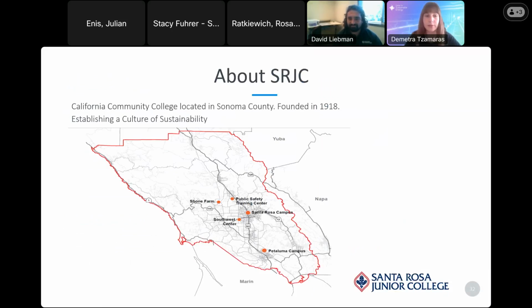And also want to briefly introduce the Santa Rosa Junior College. Santa Rosa Junior College is a part of the Sonoma County Junior College District, who was the prime grant recipient for this project, which is a California Energy Commission EPIC funded project. Santa Rosa Junior College was founded in 1918. It's located in Sonoma County, and it's committed to creating a culture of sustainability. And as I mentioned in our initial introductions on that very first slide, my co-presenter, David Liebman, is the Energy and Sustainability Manager for Sonoma County Junior College District and represents the Santa Rosa Junior College.